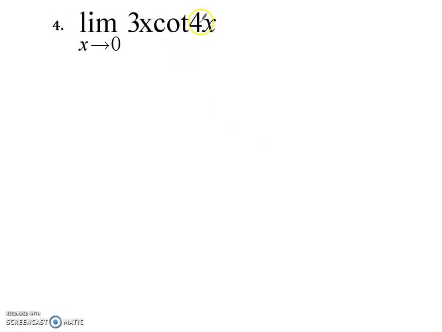Now let's look at one last example. We have 3x cotangent of 4x. Cotangent is the reciprocal of tangent. Tangent is sine over cosine, so cotangent is going to be cosine over sine. Since it's a 4x, it stays a 4x. Now we're trying to match. Since I have sine of 4x, I need this to be a 4x, so I have to multiply by 4. So I also have to multiply by 4 in the denominator.